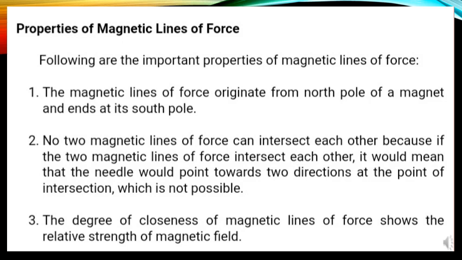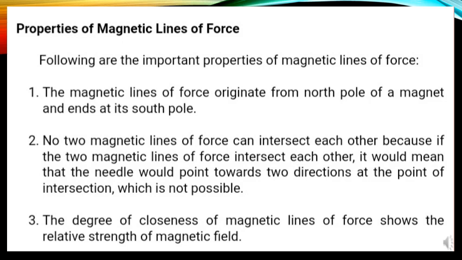So now we all know what a magnet is, what ferromagnetic materials are, what a magnetic field is, and what the magnetic field lines of force are. So now you should learn the properties of magnetic field lines. They can also be called the characteristics of magnetic field lines of force. The first property is that magnetic field lines originate from the north pole of a magnet and end at its south pole, but they are continuous. So it is a closed curve and the direction is from north to south.